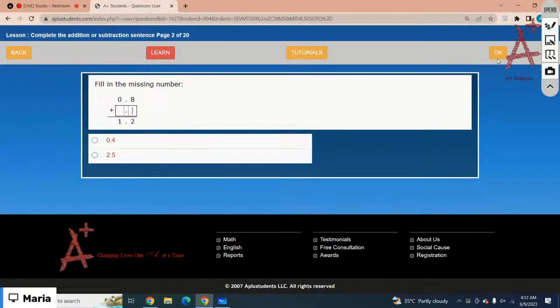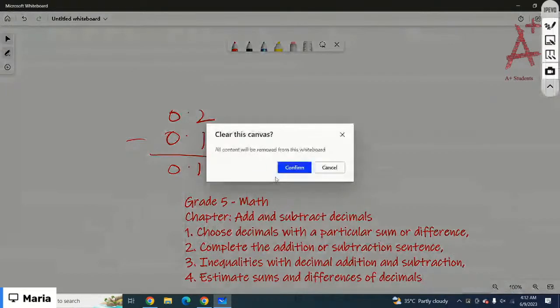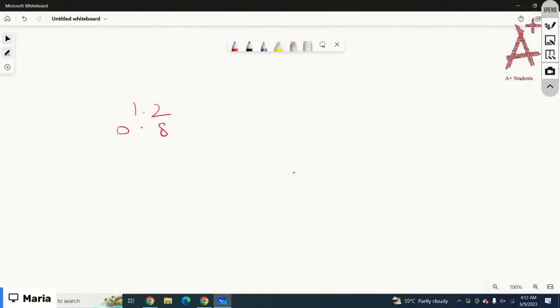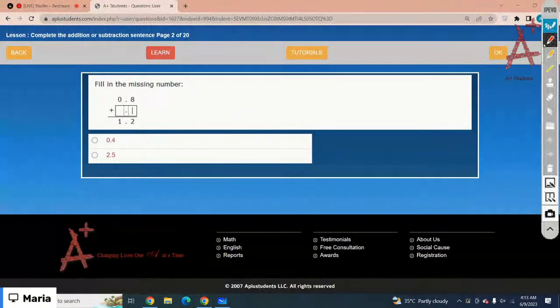Okay, find the missing number. You are given one of the numbers and the sum. So how do we find the second number? You have to subtract the given number out of the sum. You have to do 1.2 take away 0.8. Got it? You cannot subtract 2 out of 8, so you have to borrow 1. It would be 12. And 12 take away 8 is 4. Got it? That means the other number is 0.4. If you add 0.4 and 0.8, you can see they make 1.2. Got it? So the correct option is 0.4.